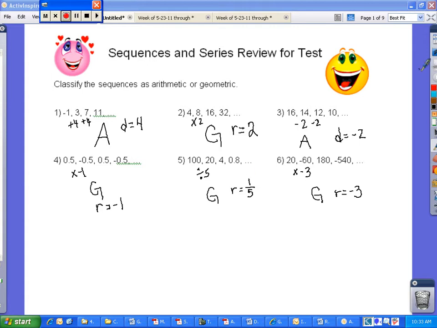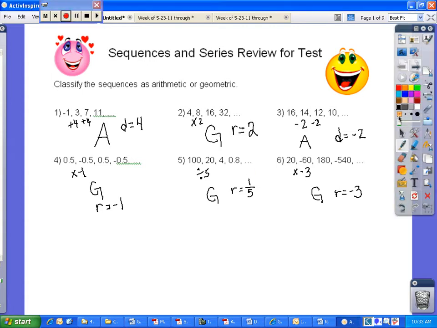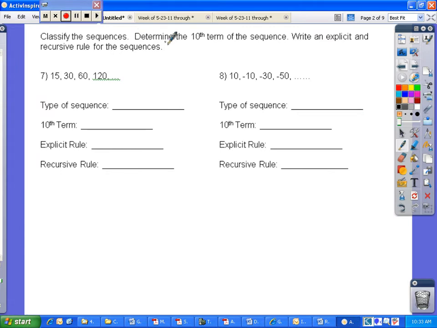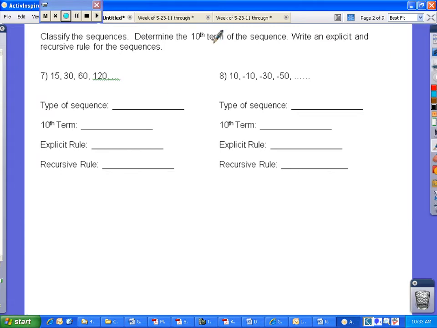Alright, let's go ahead and move on. Classify the sequence, determine the 10th term, write an explicit and recursive rule for the sequence. So the type of sequence here, this is going to be a geometric sequence. Again, you have to identify the first term. So in this case, the first term is 15. Your common ratio is multiplying by 2 each time. So that makes it a geometric sequence.